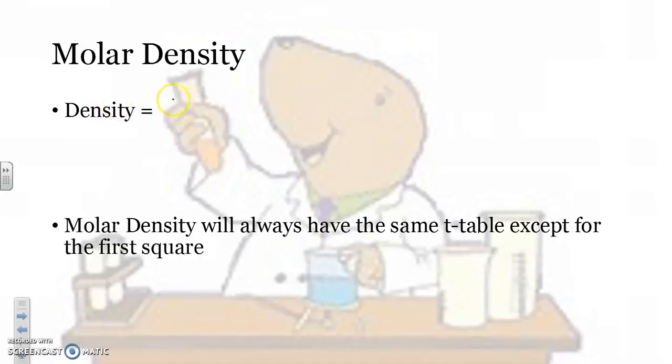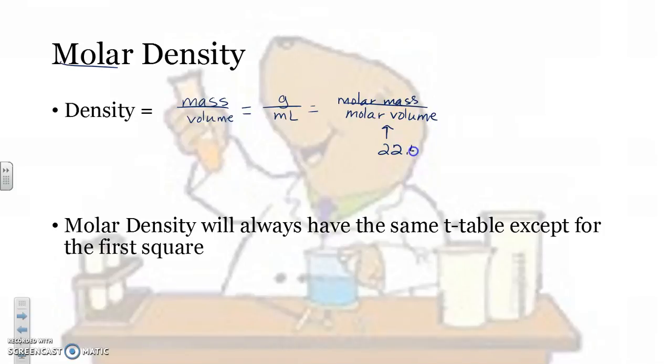Molar density. Density is equal to mass over volume. Because we're messing with really small things, we'll typically do grams per milliliter. When we're talking about molar density, however, in place of mass and volume, we can use molar mass divided by molar volume. The nice thing about this is that the molar volume will always be 22.4 liters, always. So the only thing that will change is this part right here, and it changes depending on what the substance is.